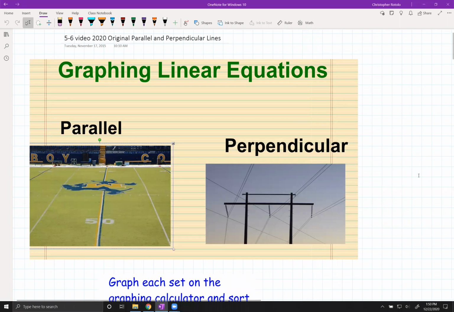Hey there, Algebra 1. We're going to keep working on Chapter 5, Linear Equations. We're going to work with parallel and perpendicular lines today, and it gives us an opportunity to review everything we've done in the chapter so far by adding on just a little bit of definition here.